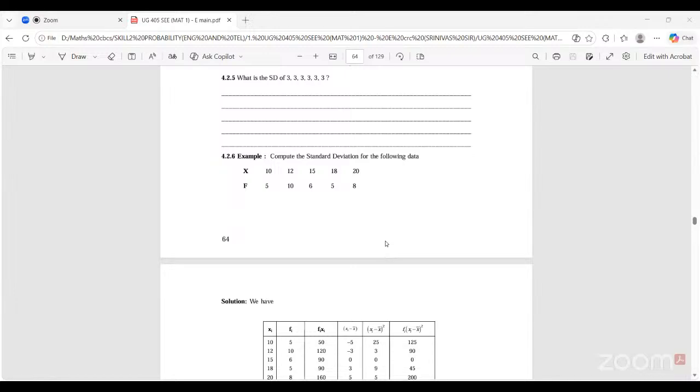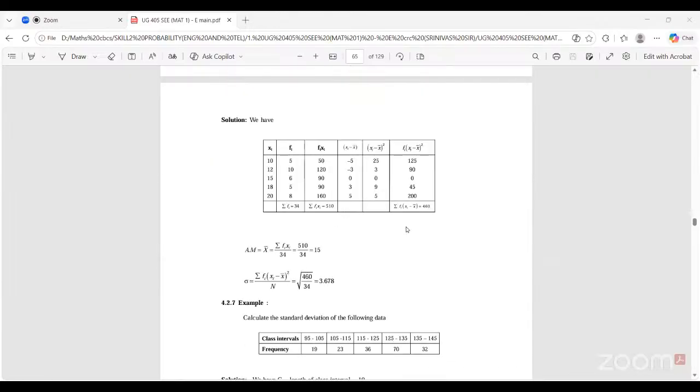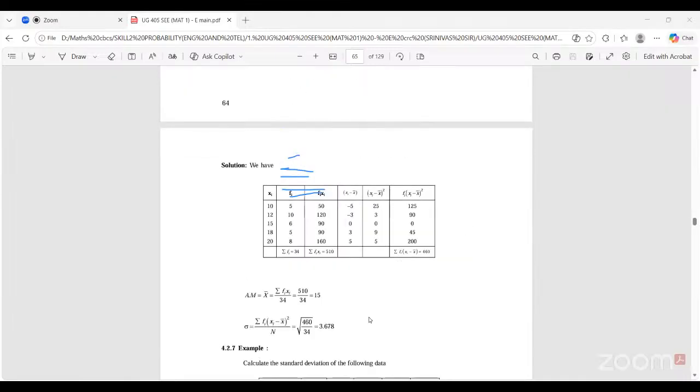Compute the standard deviation for the following data: 10, 5, 2, 10, 15, 16, 18, 5, 28. So we are taking the values here. 10, 5, 2, 10, 12, 20, 15, 16, 18, 5, the given values here. 5, 10, 6, 5, 8 we are writing here.